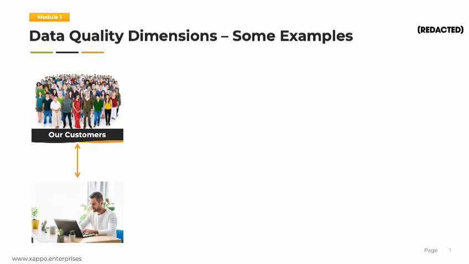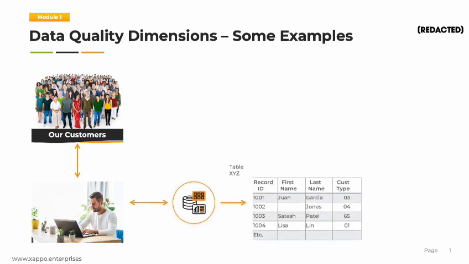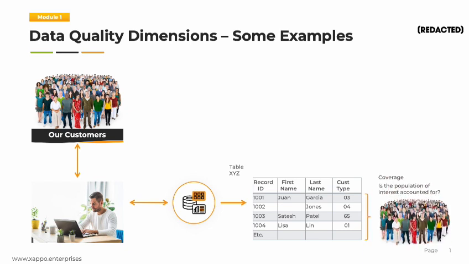The customer reps have access to the data about the customers through an interface on their laptop. This data is stored in some type of database made up of tables and columns and rows. The data quality dimension of coverage is illustrated here by looking at the rows. Is the population of interest accounted for by the records in the table? We use the technique of data profiling I mentioned to tell us completeness.